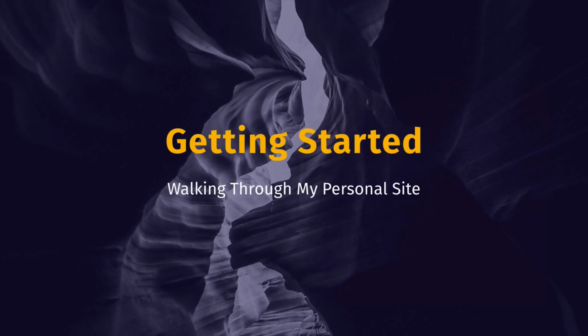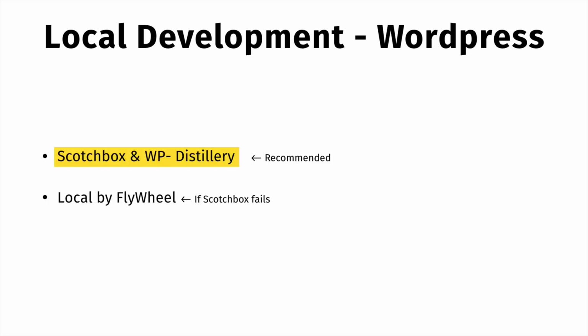So I'm going to show you how to get started and talk a little bit about my personal site that I'm redoing in React. Now, for local development for WordPress, there's a couple of things I like. Scotchbox, which is a Vagrant setup. It's really quick and easy to spin up. And if you partner that with WP Distillery, you can spin up a local WordPress instance pretty quickly.